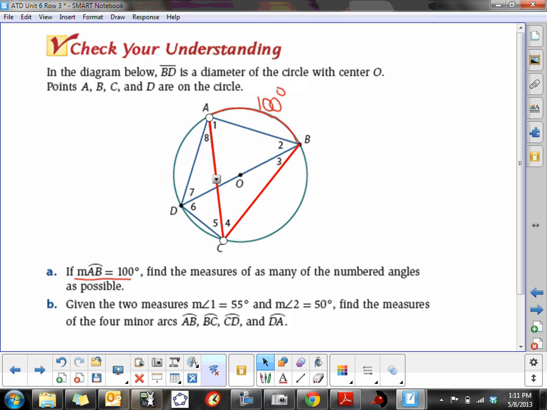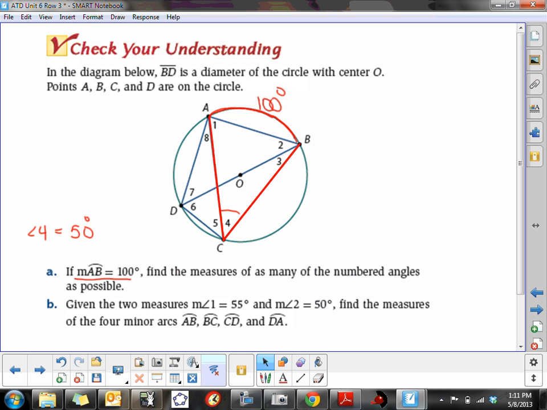Here is one such angle. Angle 4 is cutting off this arc of 100. So therefore, angle 4, since it's an inscribed angle, has to be equal to half of that 100, so it's 50 degrees. So that's one inscribed angle relationship that I can use. Now I can start looking around for some others.